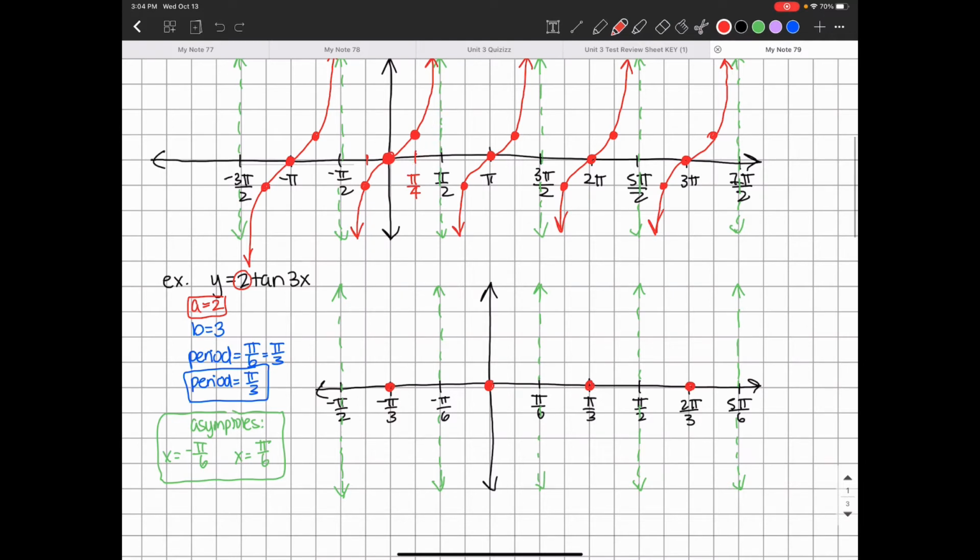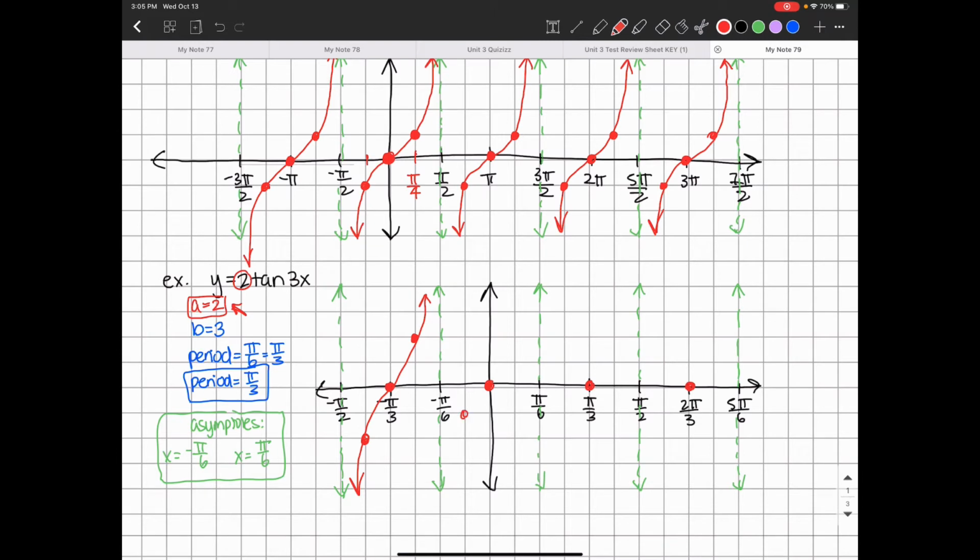I want to know what these important points are halfway in between the asymptote and the x-intercept. I know that since my amplitude is 2, I'm going to have a point at -2 here and positive 2 here, halfway in between -pi/3 and -pi/6. So I will be connecting them like this. That's what it's going to look like here between -pi/6 and 0.